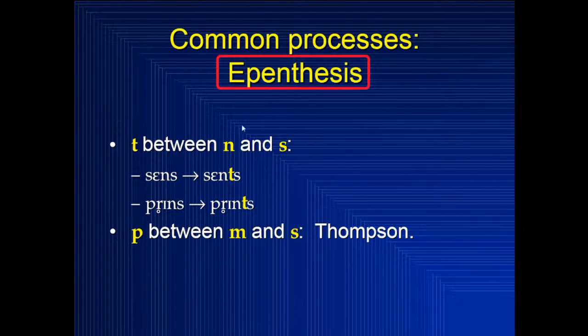Now we can talk about epenthesis, for example, t between n and s. Instead of saying sense, we try to add some kind of t between n and s. Prince, normally, there is some kind of tendency to insert this between n and s. P can also be inserted between m and s. For example, in Thompson, we tend to insert the p between m and s. So this is just a case of epenthesis. It's a special case of a common process.